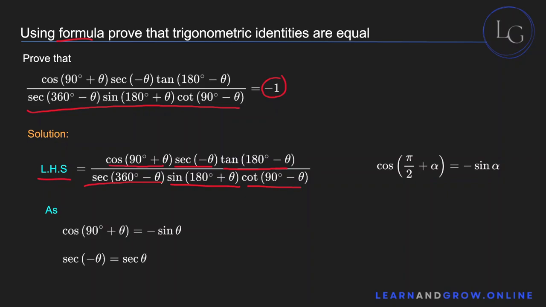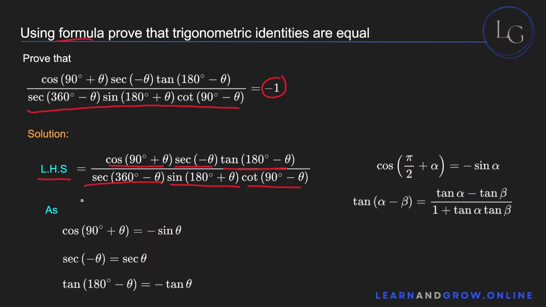Okay, so let's look at cos(90 + theta) first. As you know, we've used this identity before, that cos(pi/2 + alpha) is equal to -sine alpha, and pi/2 is just 90 degrees in radians. So cos(90 + alpha) is equal to negative sine alpha, so that means cos(90 + theta) is equal to negative sine theta. Okay, that's established.